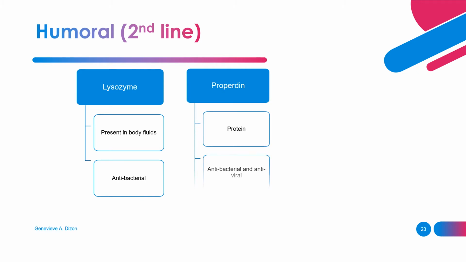The next one is properdin. Properdin is a protein that acts to stabilize the alternative pathway. It enhances the alternative pathway, therefore being antibacterial and antiviral.